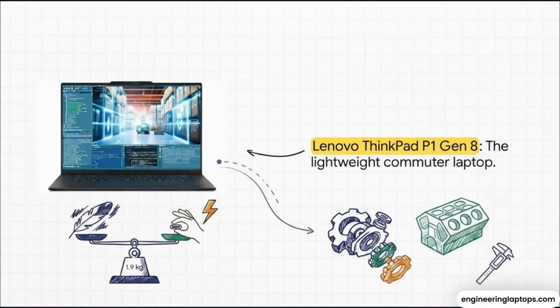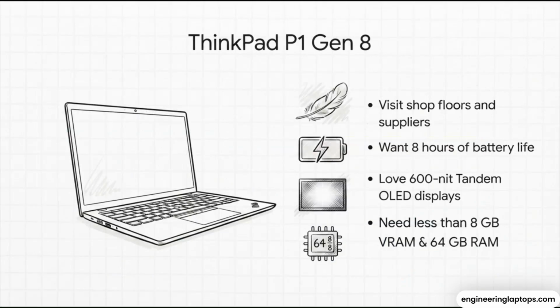Now, if you actually leave your desk, meet the Lenovo ThinkPad P1 Gen 8. This thing weighs in at just 1.9 kilograms and uses a tiny 398-gram, 140-watt USB-C adapter. Honestly, for the vast majority of working mechanical designers who aren't running heavy simulations all day, this is the correct answer. It's perfect if you split your week between the CAD seat, the shop floor, and supplier visits.